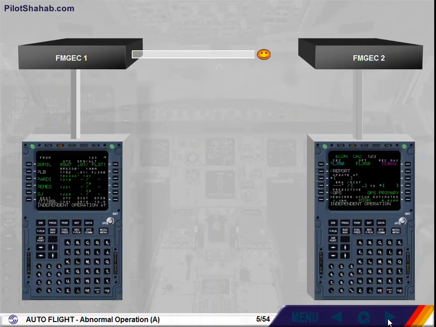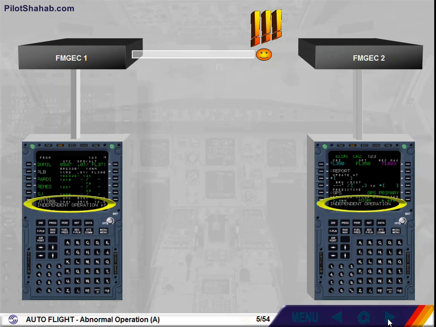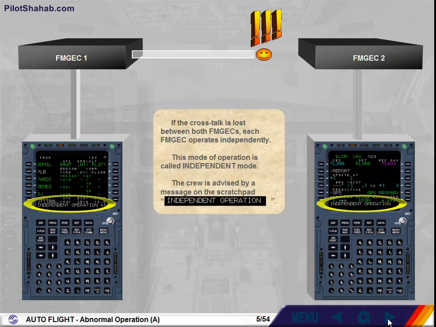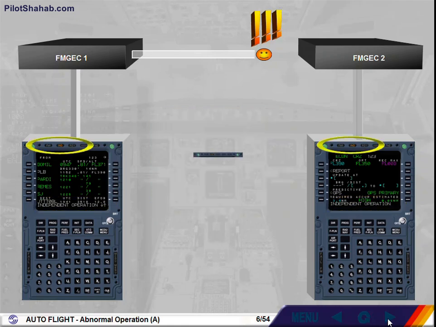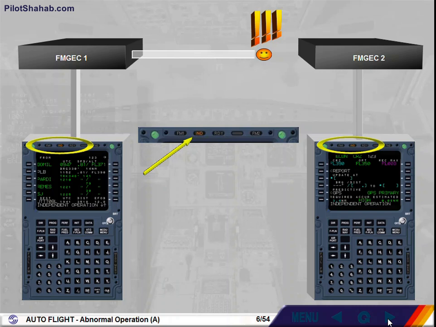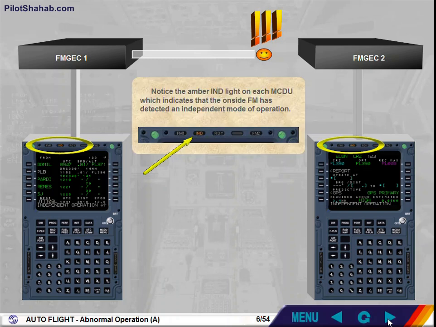If the crosstalk is lost between both FMGECs, each FMGEC operates independently. This mode of operation is called independent mode. The crew is advised by a message on the scratch pad, Independent Operation. Notice the amber IND light on each MCDU, which indicates that the on-side FM has detected an independent mode of operation.